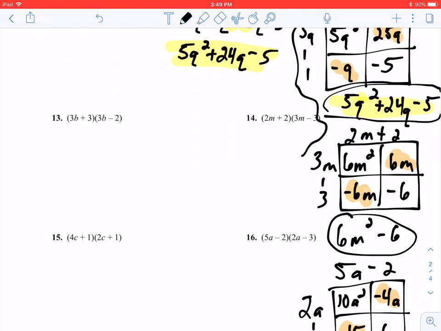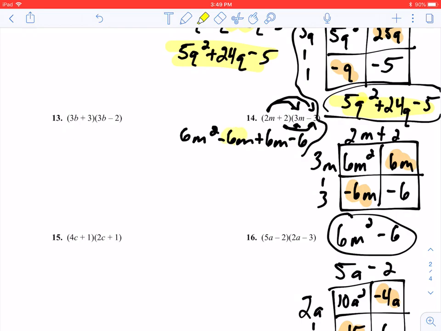The next one, number 14, 2m times 3m. First, for FOIL. 2m times 3m is 6m squared. Now we got to do 2m times negative 3, which is negative 6m. Now we need to do 2 times 3, which is 6m. And then 2 times negative 3, which is negative 6.